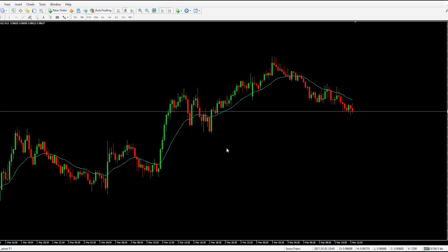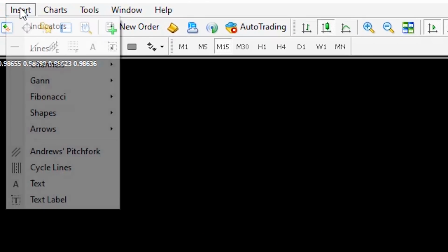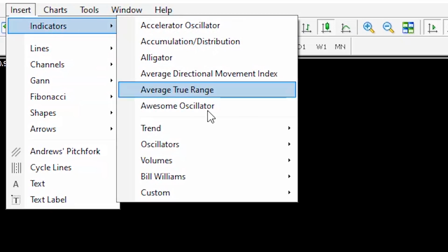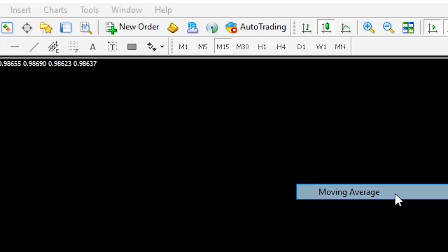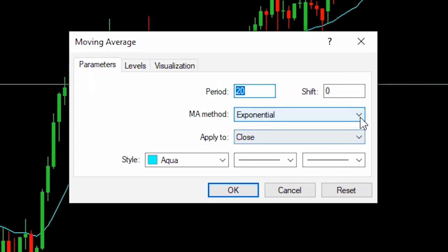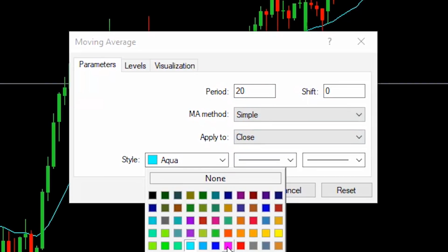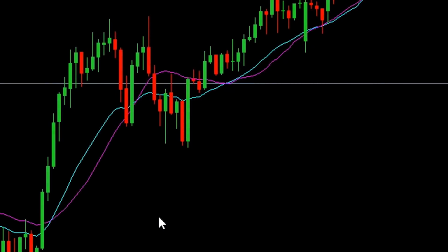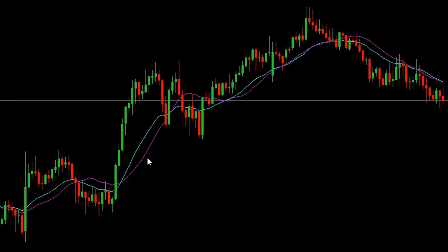Now compare that to the simple moving average with the same time period. So we go to Insert, Indicators, Trend, Moving Average, and we'll change that to a simple moving average, and we'll just make that a different color so you can see the difference. And there you are. So we have the exponential moving average in light blue, and the purple moving average is the simple. You can see there's not a huge difference. Now, if you're entering trades on dynamic levels, i.e.